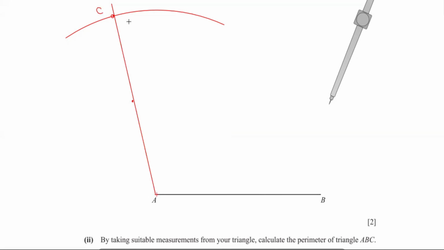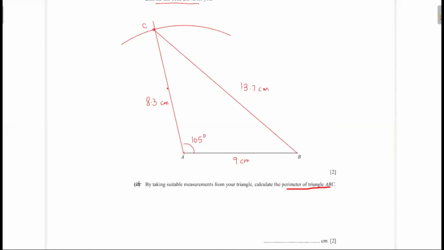Now we join this point C to B, and this is the triangle. This angle is 105 degrees, this length is 8.3 centimeters, and this length is 9 centimeters. Part second: by taking suitable measurements from your triangle, calculate the perimeter of triangle ABC.